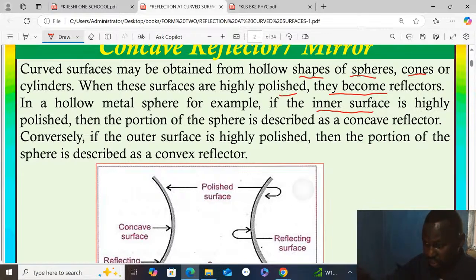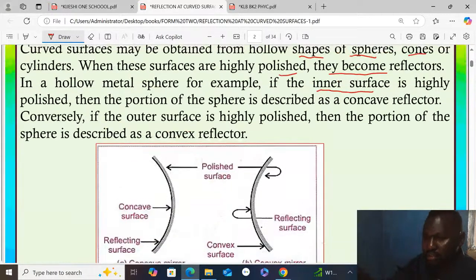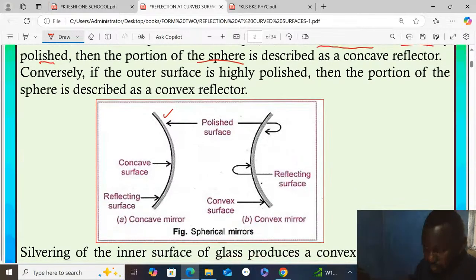So, you can gauge on the polished surfaces. For a concave, we have said that if the inner surface is highly polished, then the portion of the sphere becomes a concave reflector. So you can have a look at the diagram on the side, where we have the polishing and the reflecting surfaces. Just a minute.